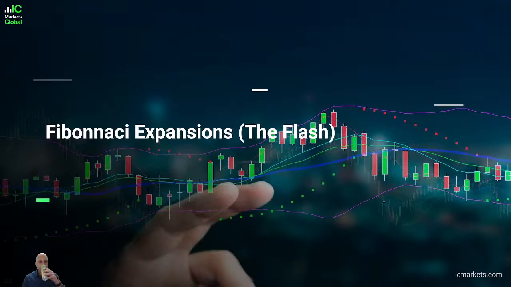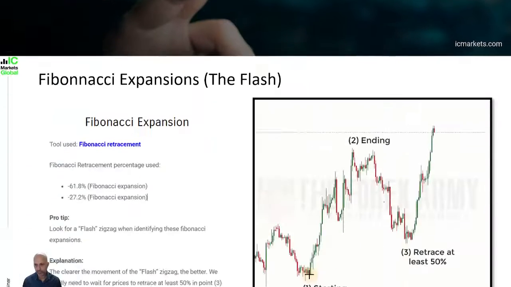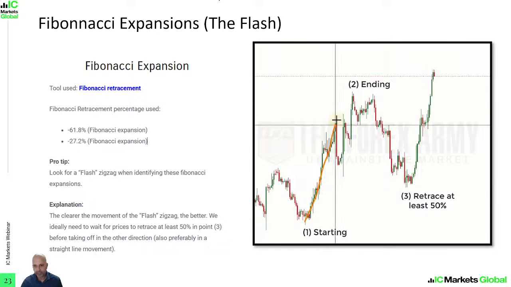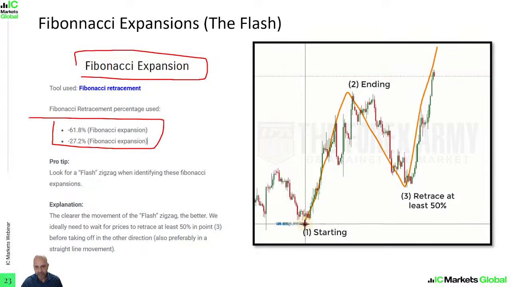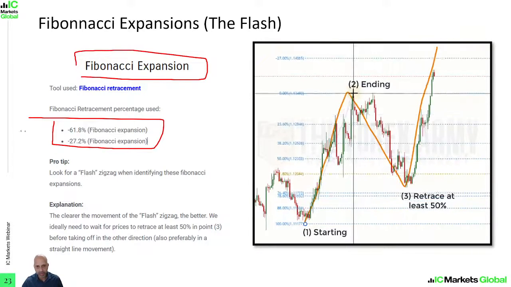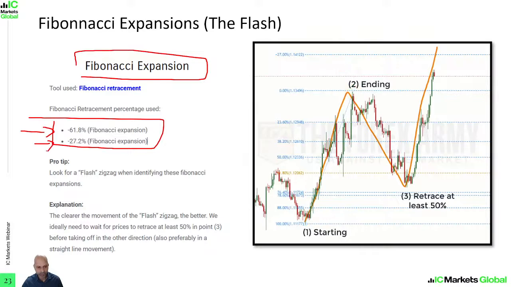Okay, next we're going to look at Fibonacci expansion levels, and why we call this the flash. Okay, so here Fibonacci expansion levels are simply levels that are less than 100%, right? They are the negative expansion levels, and the key expansion levels lie at negative 27.2% and negative 61.8%.